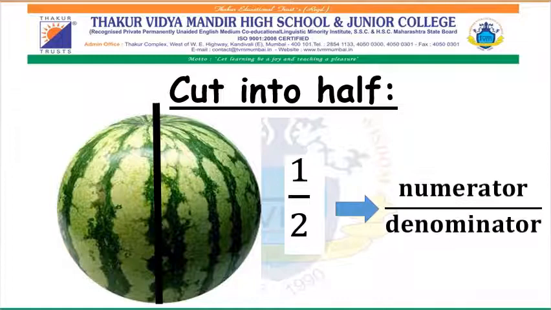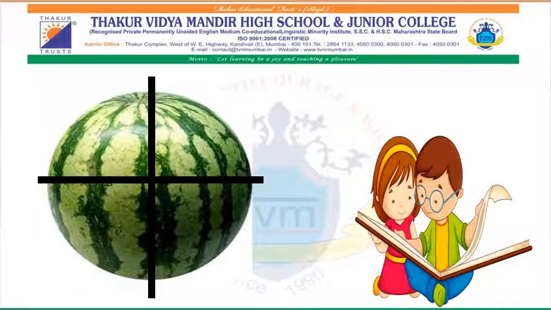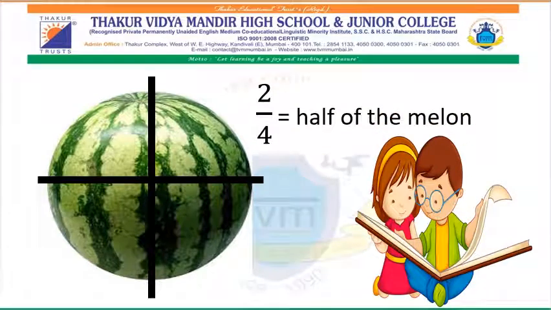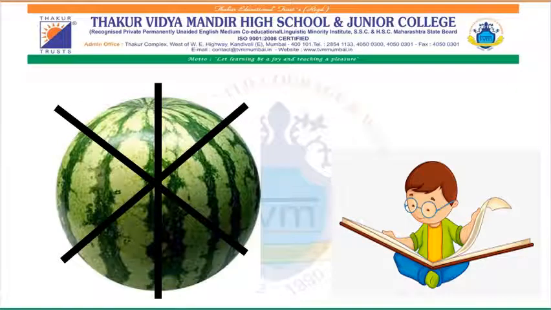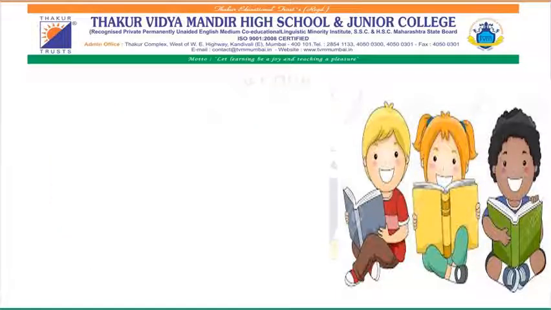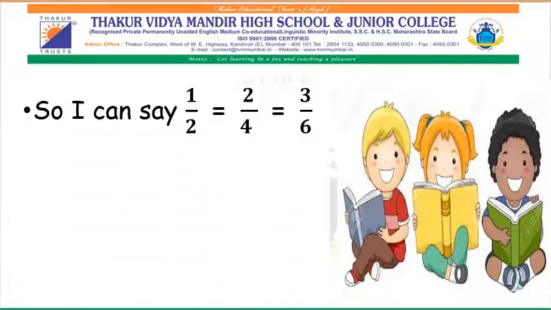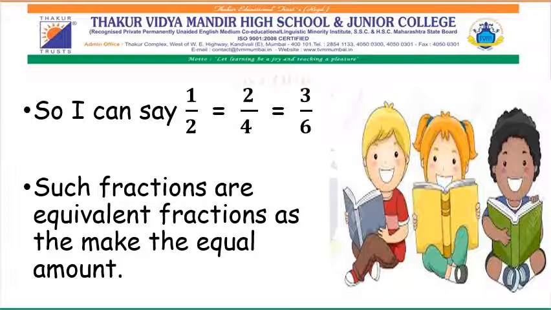When two parts are again divided into two more parts, the fraction I will get is 2 by 4. When I cut the 3 portion of watermelon into 6 parts, I will get 3 upon 6. All these fractions, that is half, 2 upon 4, 3 upon 6, are same. All these fractions are called equivalent fractions as they give you the equal amount.